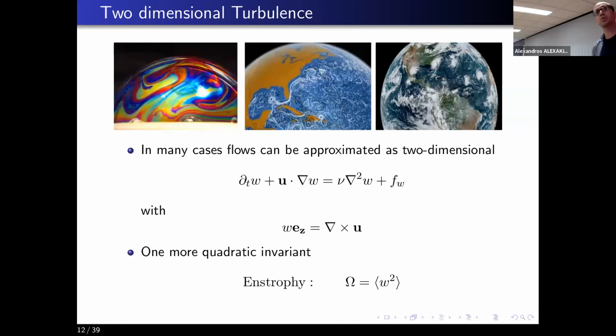If we move to 2 dimensions, what changes is we can write Navier-Stokes in terms of the vorticity, which is called W here, the out-of-plane vorticity. And there is an extra quadratic invariant for the inviscid system, being the enstrophy. And that appears to play a very important role in the dynamics.